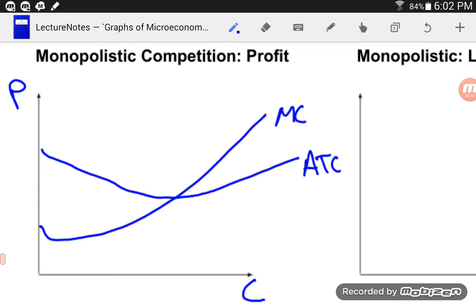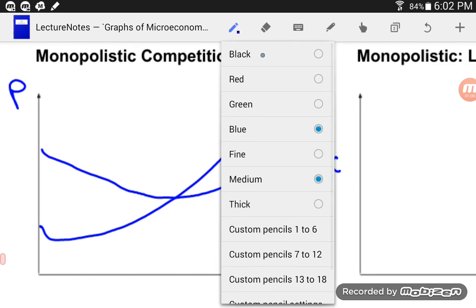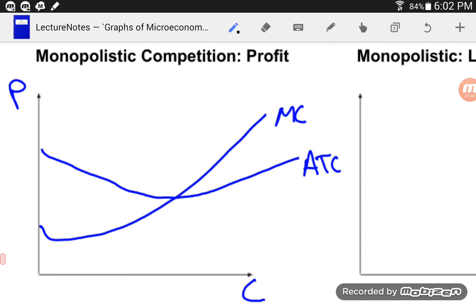Now, we should define for a second what monopolistic competition is. It's a little bit in between monopoly and perfect competition, but in many ways closer to perfect competition because there are many firms and it is easy to enter the market. However, it's not perfect competition because in this case we actually do have some product differentiation.